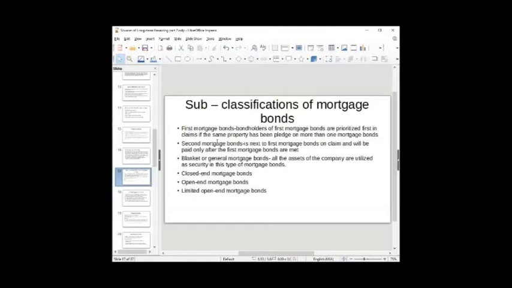Now, the blanket or general mortgage bond means all assets of the company are utilized as security. So in case of default or bankruptcy of the corporation, it will realize the assets of the company, or simply convert the assets of the company into cash in order to pay the bondholders. Because these mortgage bondholders are covered by this blanket or general mortgage bond.